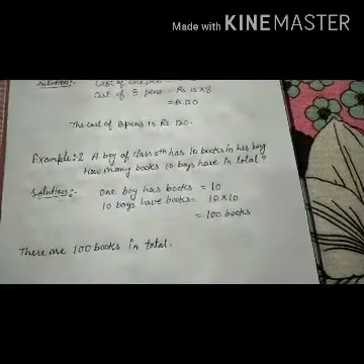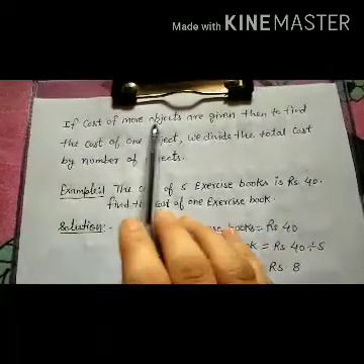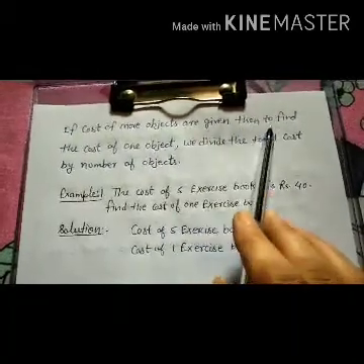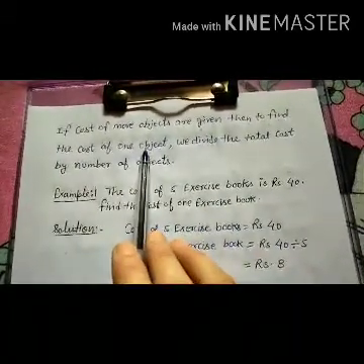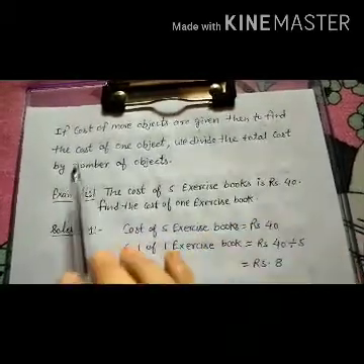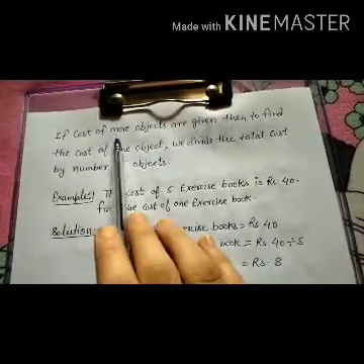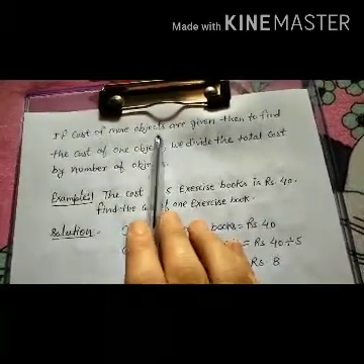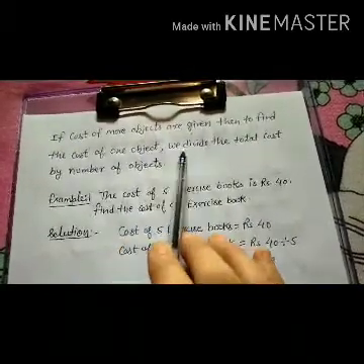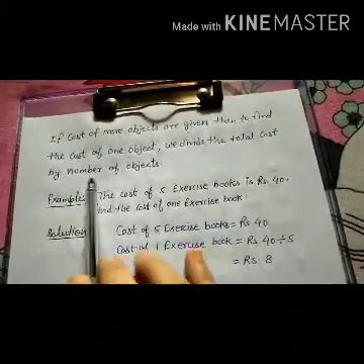Okay students. Now the second thing we have here: if the cost of more objects is given, then to find the cost of one object, we divide the total cost by the number of objects. If we have the cost of more objects and we need to find the cost of only one object, so what will we do? We will divide the total cost by the number of objects.